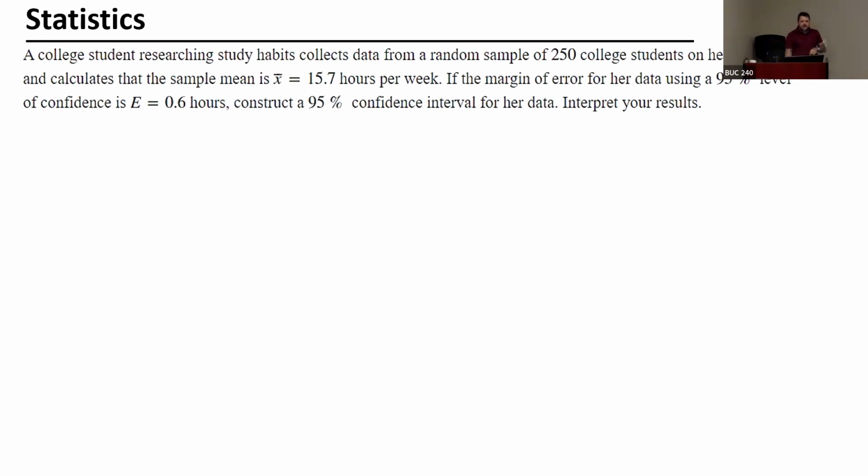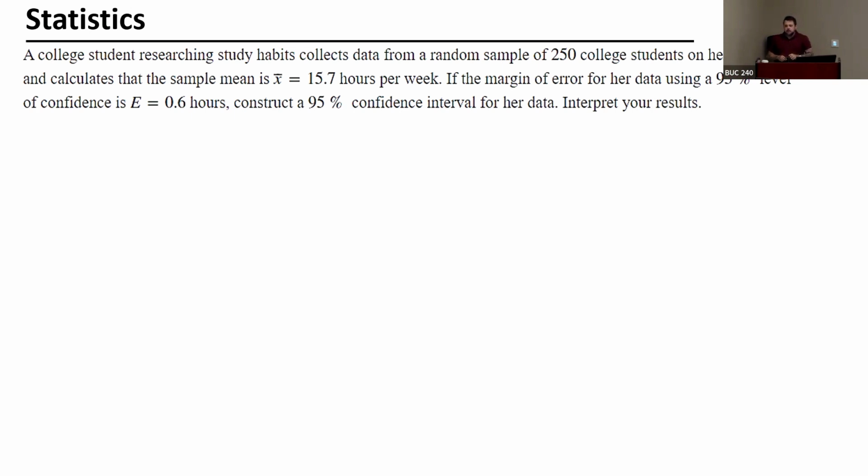A college student researching study habits collected data from a random sample of 250 college students on our campus, and calculates that the sample mean is 15.7 hours per week. If the margin of error for her data using a 95% confidence level is E equal to 0.6 hours, construct a 95% confidence interval for her data. Interpret your results.